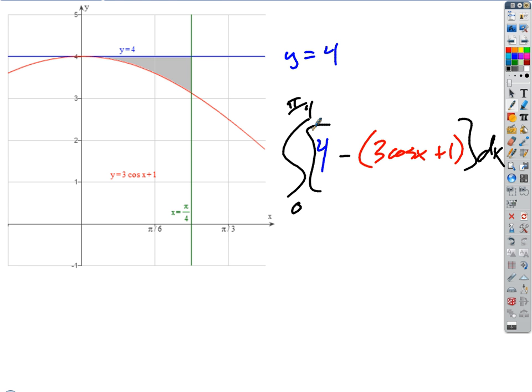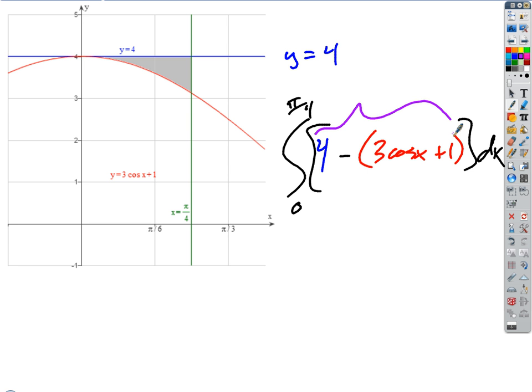Okay, and then we could simplify this integrand a little bit. I could distribute the negative, and that's just going to give me, there's my 3, right? 3 minus 3 cosine x, just make it one different integrand. Okay? Either way. Does that make sense, what I just did?